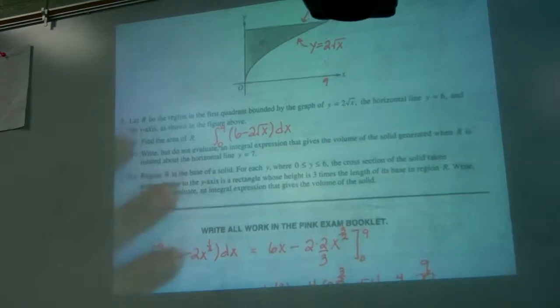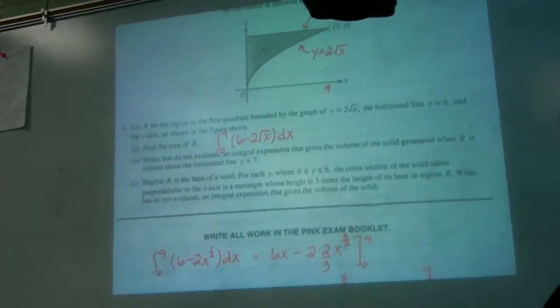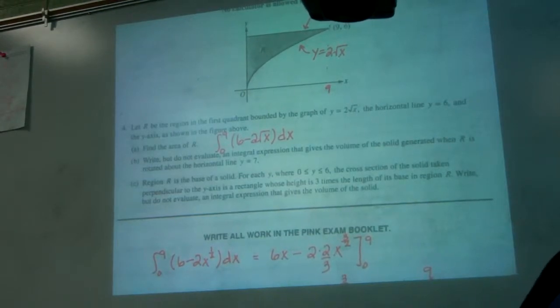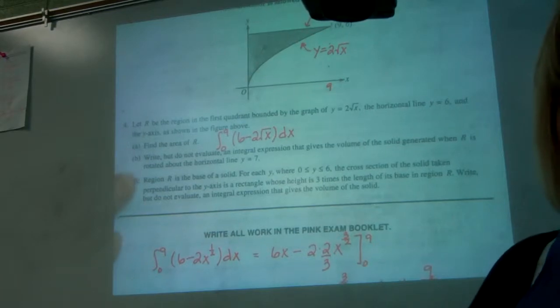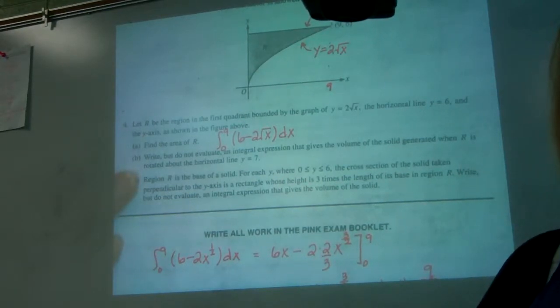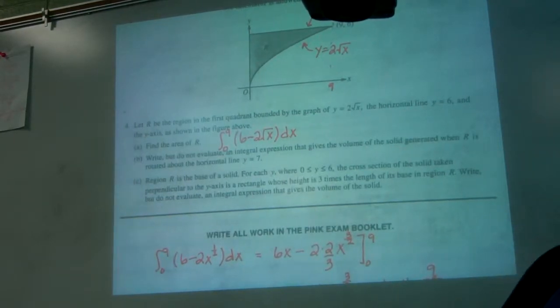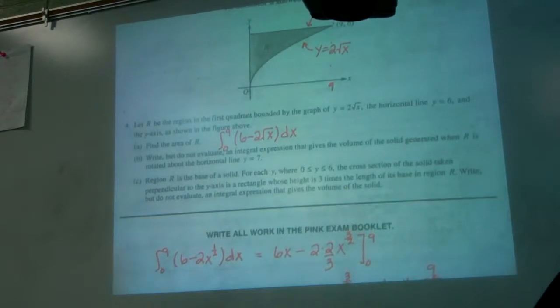Okay. Number 2, write but do not evaluate. So this one you just have to set it up. You don't have to actually solve it. Write but do not evaluate an integral expression that gives the volume of the solid generated when R is rotated about the horizontal line y equals 7. So this is similar to what we did this week, but it has a slight difference, and so it changes the way it gets set up a little bit. This is the line y equals 6. So y equals 7 would be up here.